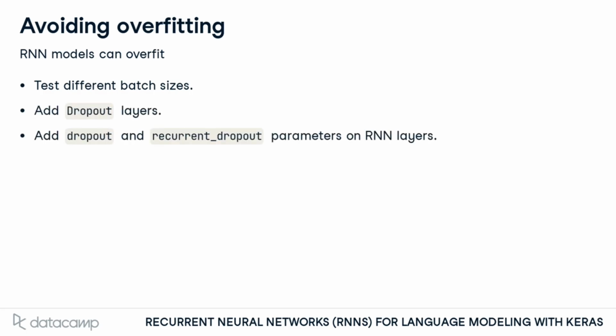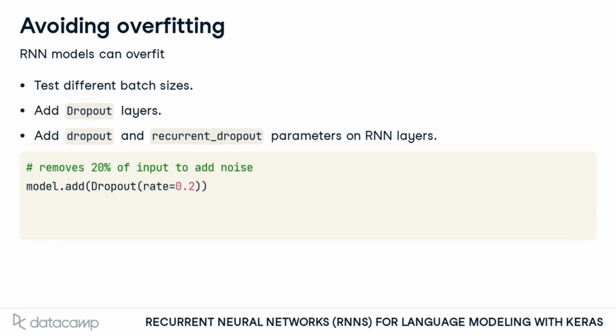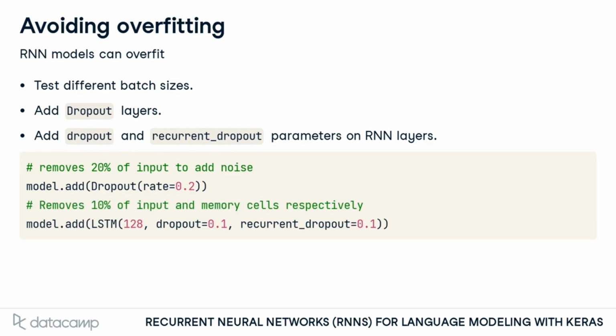Also, adding dropout layers and using the parameters dropout and recurrent dropout can add extra noise to the training data, forcing the model to be more general and reducing overfitting. The parameter dropout on RNN layers removes a percentage of the input data, while the recurrent dropout removes a percentage of the memory cell.